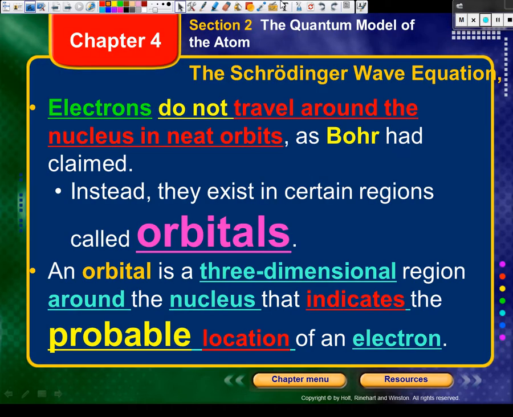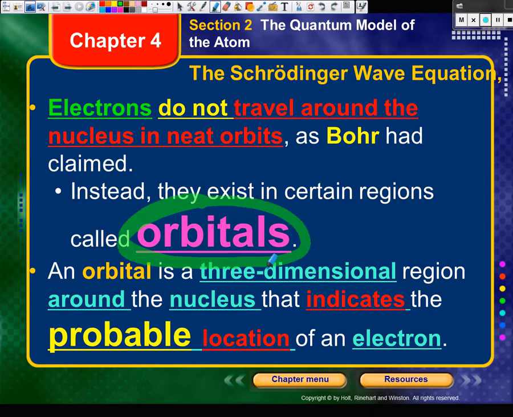So this is the big thing about Schrödinger. His math was able to prove Bohr wrong. We've already said we knew Bohr was wrong, but this was the guy that did it. We said Bohr said electrons traveled in orbits like planets, but Schrödinger developed the idea of this word. And this word you're going to hear for the rest of this chapter, the rest of this year: orbitals. Okay? Orbitals.